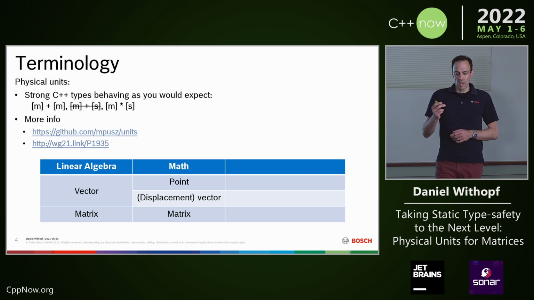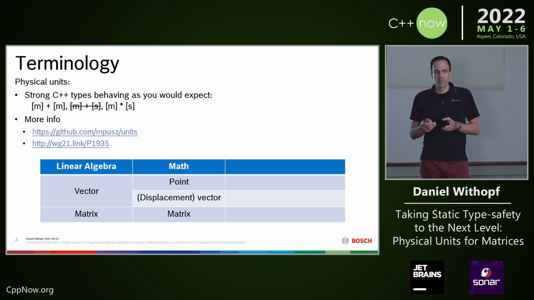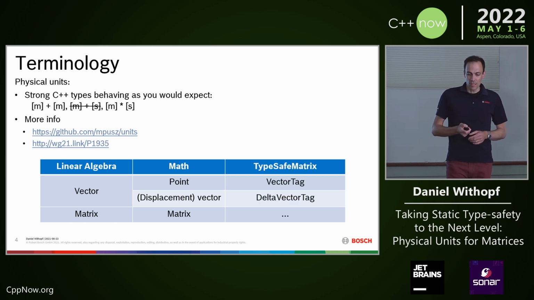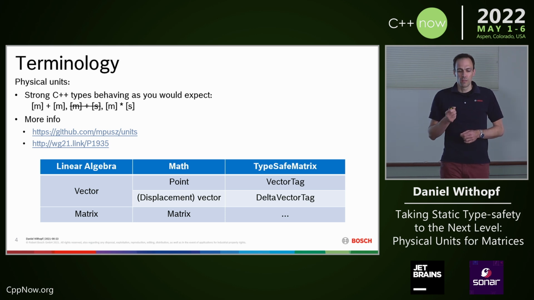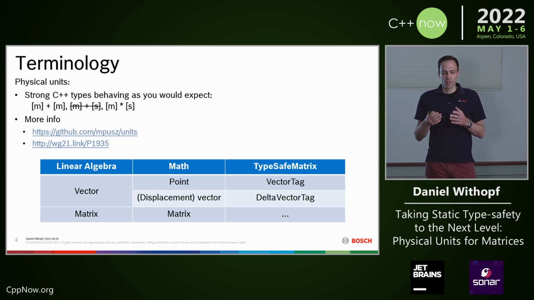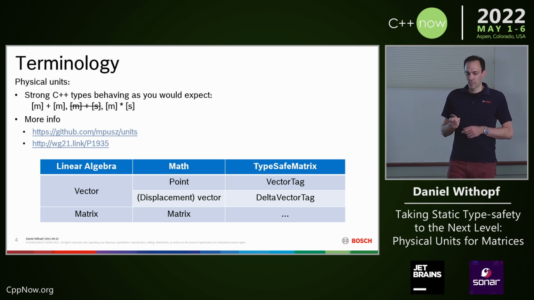And in classical math, the terminology is a little bit different. There you usually have a point from a vector space. You have displacement vectors, which are the difference between two points, and of course also matrices. In my library, I also make that distinction between point and displacement vector. Points get a vector tag, and displacement vectors get a delta vector tag. So whenever I talk about displacement vectors or delta vectors, this will be a proper vector in the mathematical sense. And of course, there are also different matrix types in the library. We will see later which different types we have.